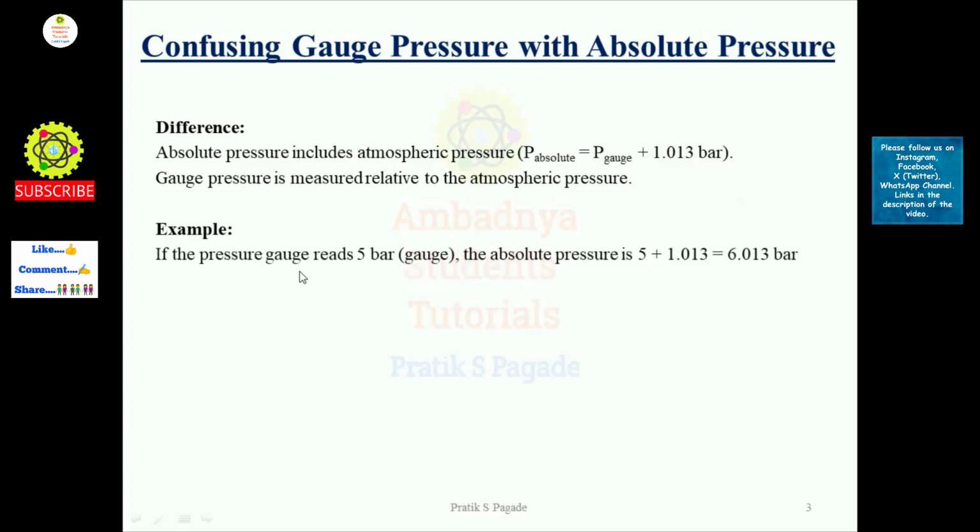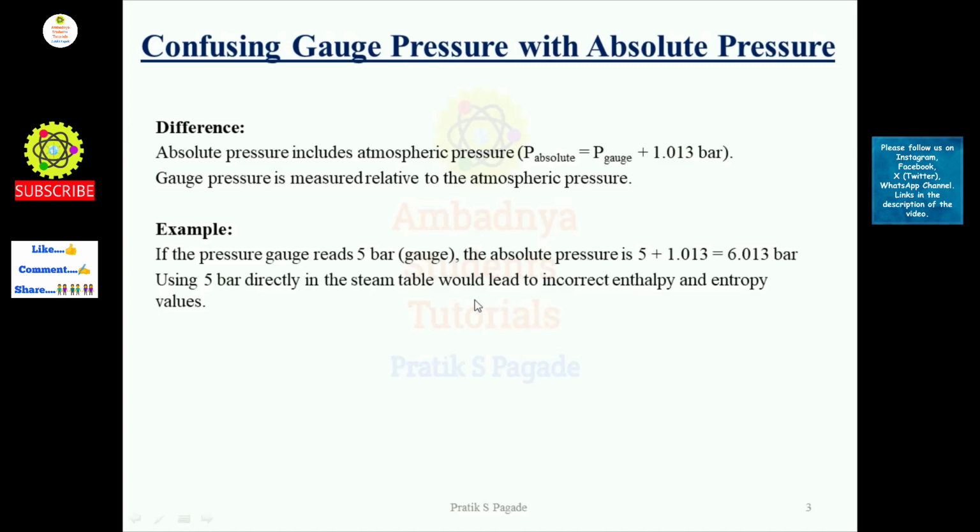If the pressure gauge reads 5 bar gauge, the absolute pressure will be 5 plus 1.013 bar, which is equal to 6.013 bar. Okay, so this is the example. Further, using 5 bar directly in the steam table would lead to incorrect enthalpy and entropy values. So students, if the question mentions that the pressure gauge reads 5 bar, and we use that 5 bar directly in the steam table, we will get wrong answers, that is enthalpy and entropy related values.